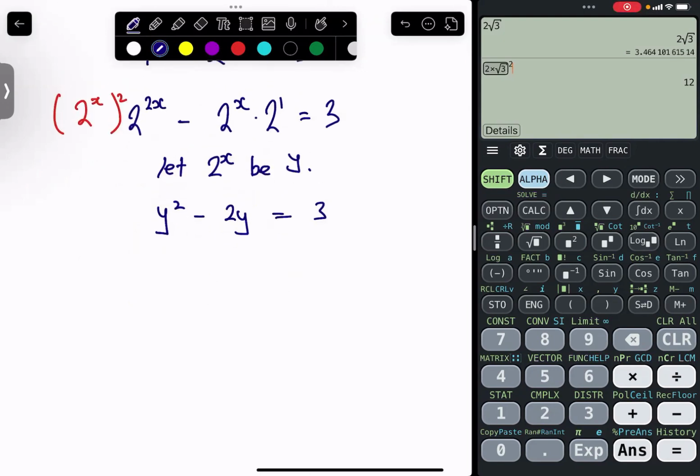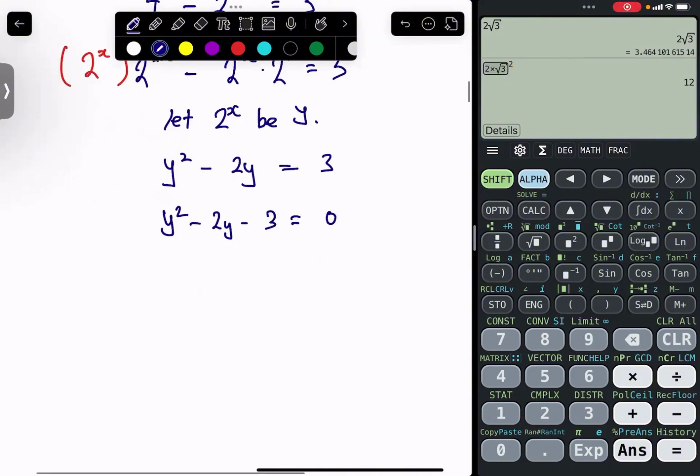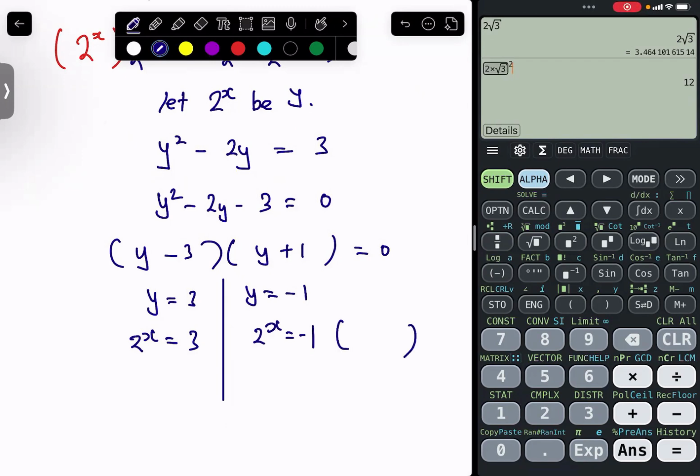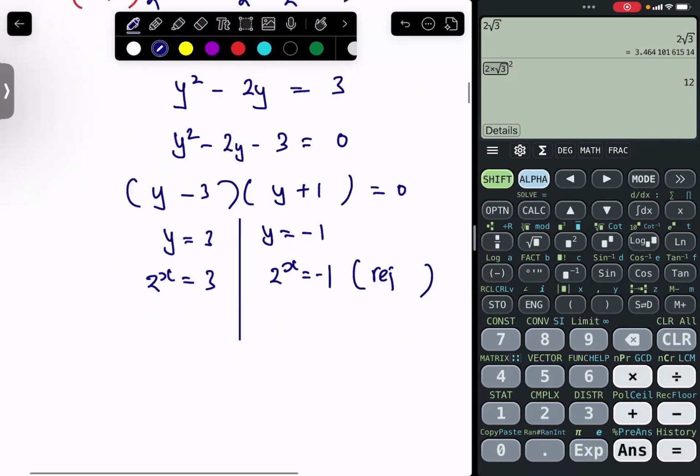Bring the 3 over, and you'll realize that this is actually a quadratic equals to 0. So factorize: y minus 3, y plus 1 equals to 0. Solving the quadratic, y equals to negative 1, y equals to 3. But y is not what we are solving for. We are solving for x. So replacing the y back with 2 to the power of x, we have 2 to the power of x equals to 3 or 2 to the power of x equals to negative 1. Now, this is impossible because in indices we would not have negative. So this answer is rejected.